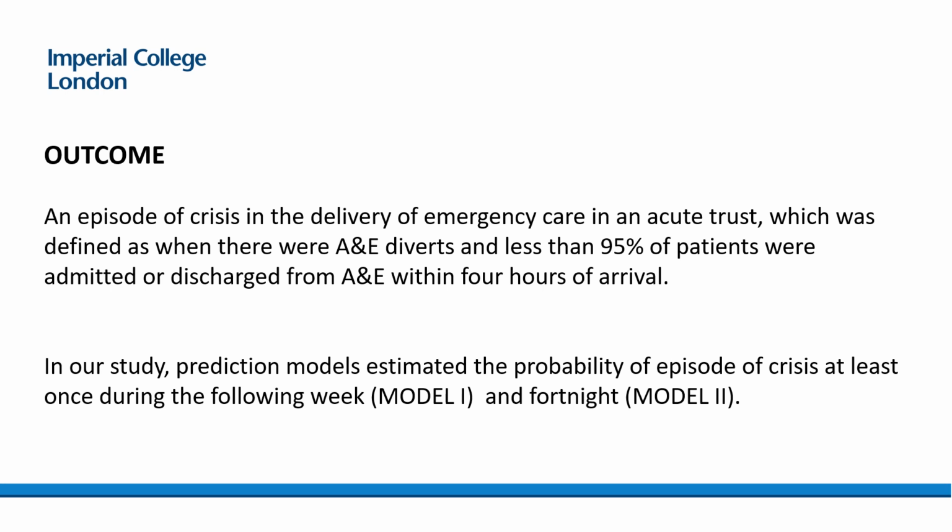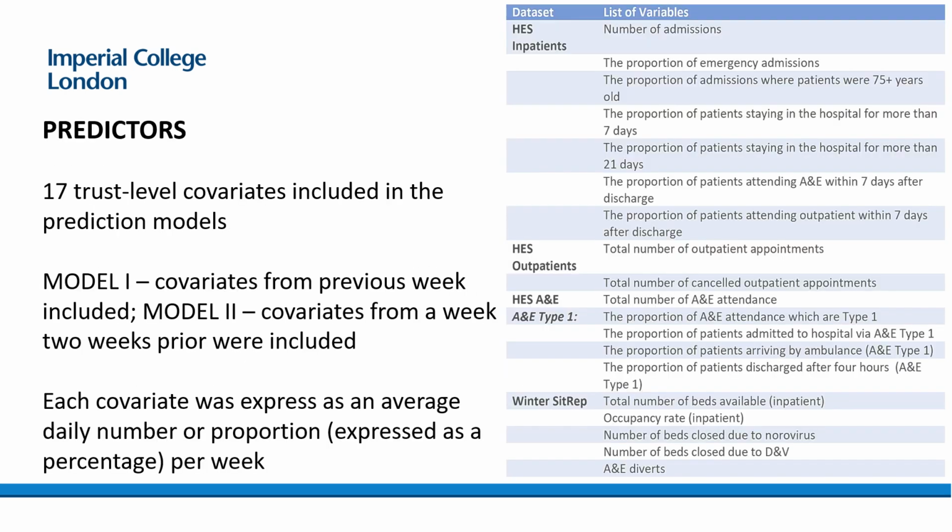In our study, prediction models estimated the probability of an episode of crisis at least once during the following week, Model 1, and fortnight, Model 2. Based on literature review and data available, 17 trust level covariates were included in the prediction model.